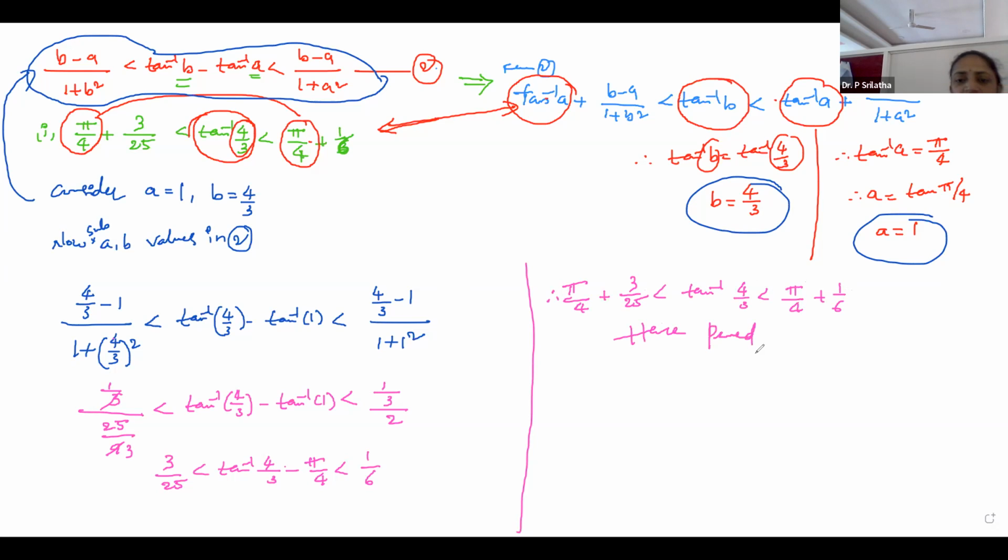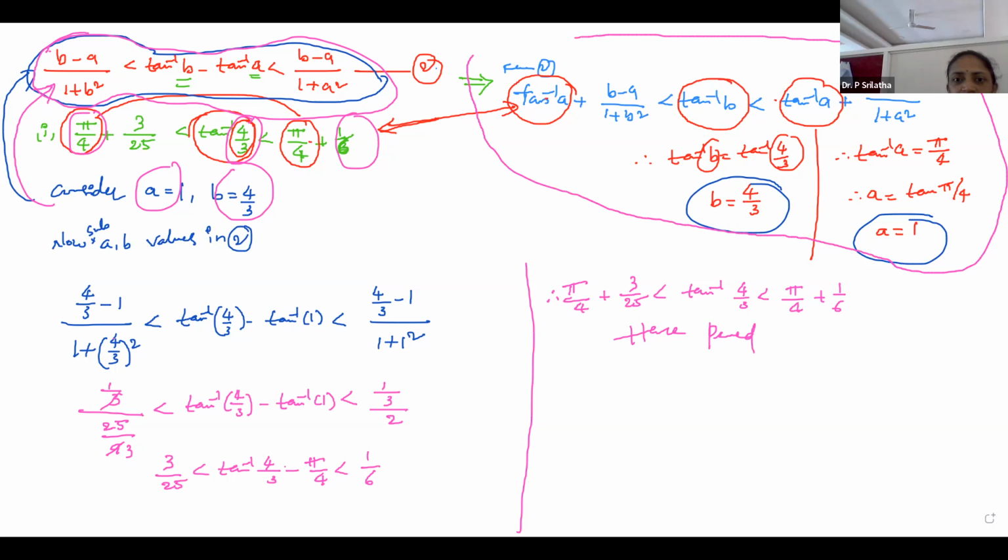So we have taken a value and b value from the question only. After that we have to substitute a, b values in equation 2. That's it. So this is our assumption. From this we have to write the equation like this, and from that we can find the b value and a value. Is it clear to all of you?